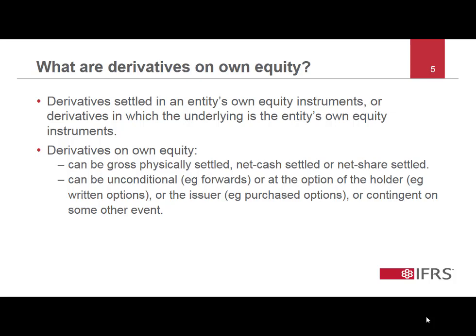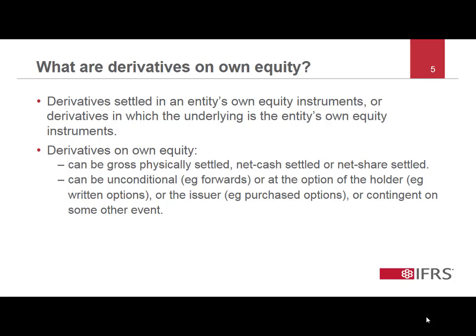So what are derivatives on own equity? These include derivatives that are settled in an entity's own shares. So for example, if an entity issues share warrants to deliver own shares in exchange for cash on settlement, that is an own equity derivative. Own equity derivatives also include derivatives that are not settled in own shares, but that have own shares as the underlying. For example, a derivative that references own equity, but that is net settled in cash.